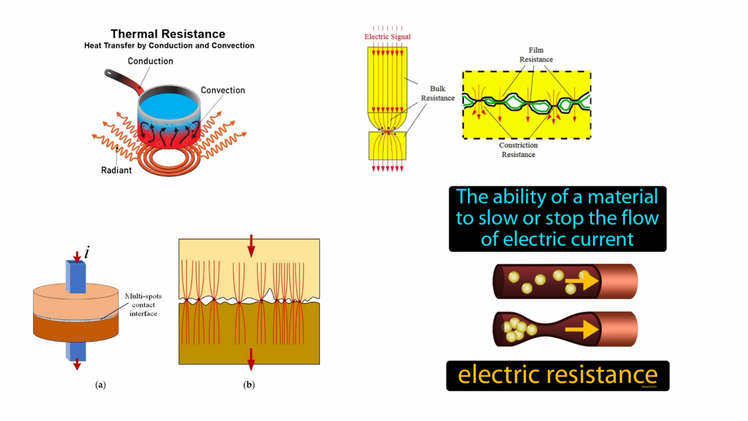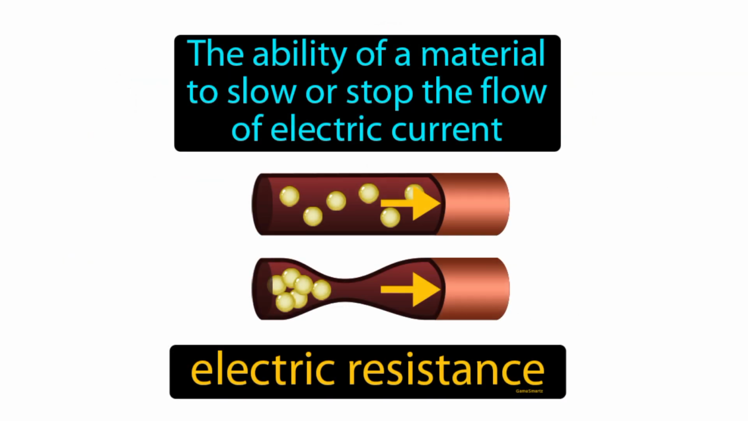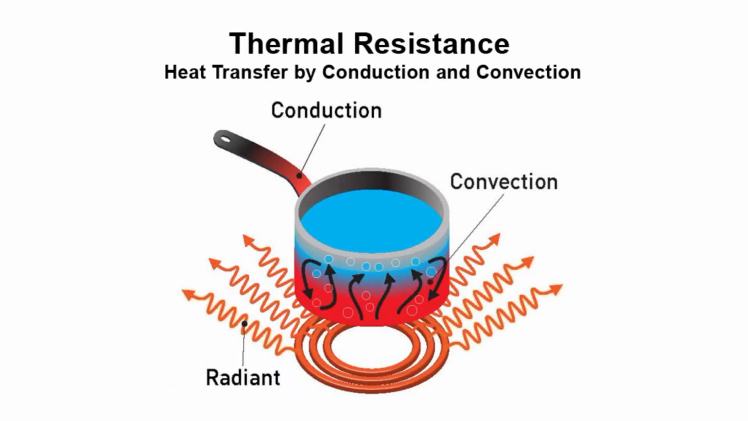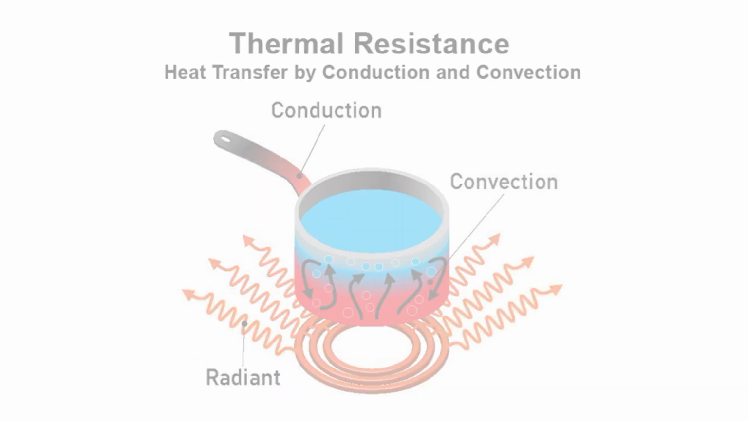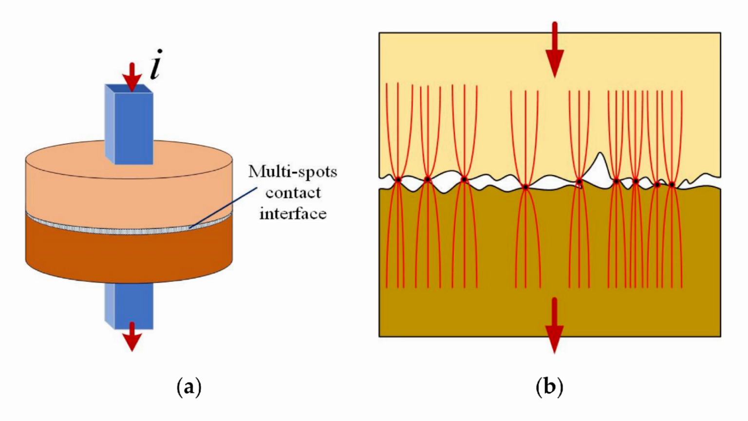Basically, there are three types of resistance available. The first one is electrical resistance, that is nothing but the opposition offered to the flow of electric current or the flow of electric charges. And the second one is the thermal resistance, that is the opposition offered to the heat. And also the third one is the contact resistance, that is the resistance between two surfaces. Okay, so these are the types of resistance.